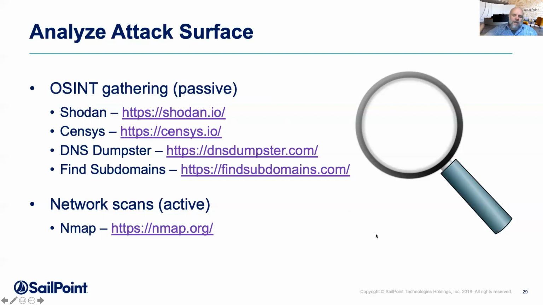And then you want to analyze your attack surface, right? You want to get more detail about what's out there above and beyond that kind of attacker's perspective. I do a lot of OSINT gathering between Shodan and Census. You're going to have a pretty good idea of what attackers know you have on the internet. DNS Dumpster and Find Subdomains are a good complement to that.